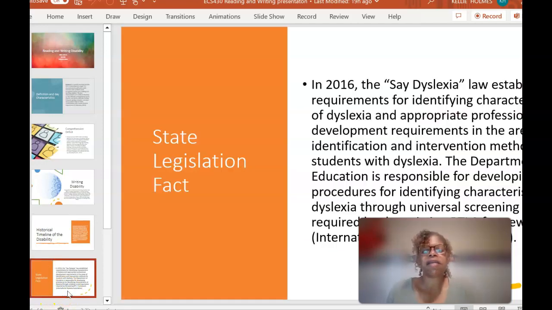The state legislation enacted in 2016, the Say Dyslexia Law, established requirements for identifying characteristics of dyslexia and appropriate professional development requirements in the areas of identification and intervention methods for students with dyslexia. The Department of Education is responsible for developing procedures for identifying characteristics of dyslexia through a universal screening process required by the existing RTI-2 framework.